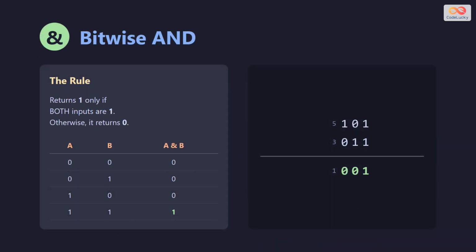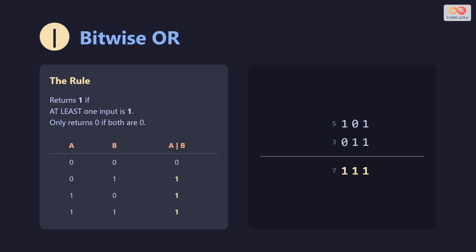Now let's look at our first operator, the bitwise AND, represented by the ampersand symbol. The rule here is strict. The result is 1 only if both the first bit and the second bit are 1. If either of them is 0, the result is 0. In the example shown, 5 and 3 results in 1 because only the last bit matches in both numbers.